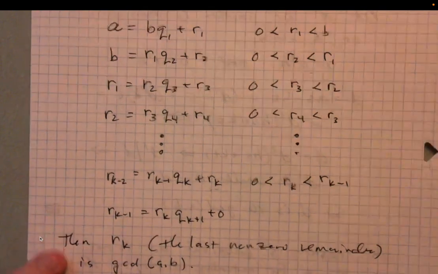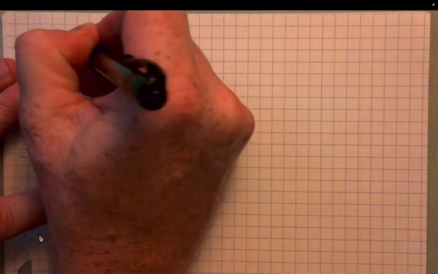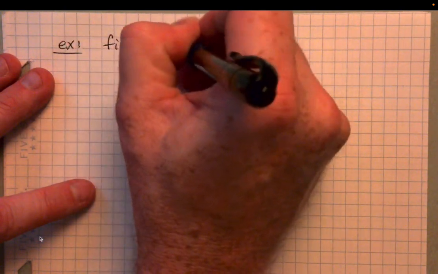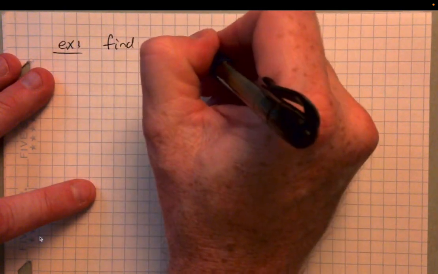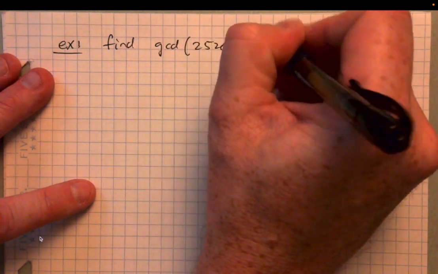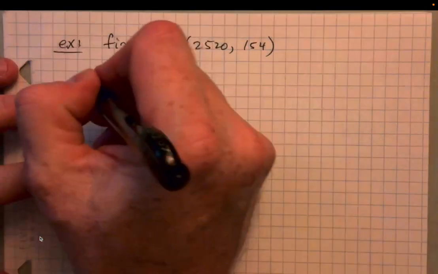Let's do an example just so we can make sure that this process makes sense, because it seems a little cumbersome at first. But you'll see that when you're using real numbers, it's relatively straightforward. So let's do an example that isn't trivial. Let's find the GCD of 2,520 and 154. This is not one you can just kind of guess at. It's not one you can just list all the factors on either.